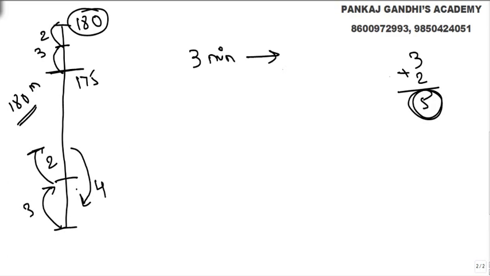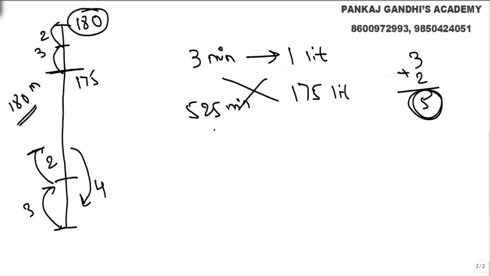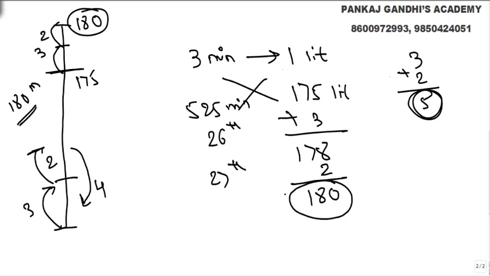In 3 minutes, first minute 3 goes inside, second minute 2 goes inside, 4 comes out. In 3 minutes, the tank gets 1 liter. In how many minutes for 175 liters? 525 minutes. Up, up, down. Now in the next minute, A will fill 3, next minute B will fill 2. So in total, in 527 minutes the tank will be completely filled.